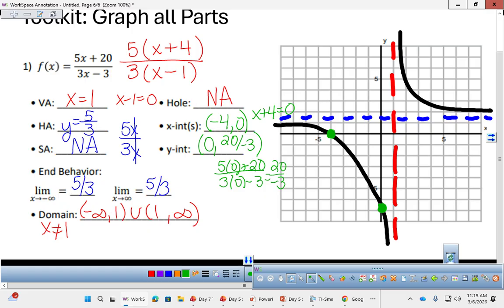It doesn't help me with the domain. It doesn't help me with the range. It doesn't help me with the end behavior. It doesn't help me with the mins or maxes. It just gives me this accurate sketch of the graph.